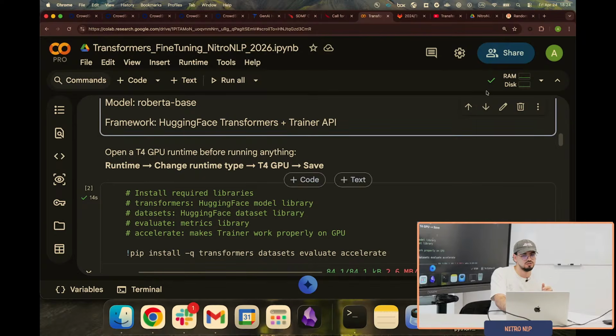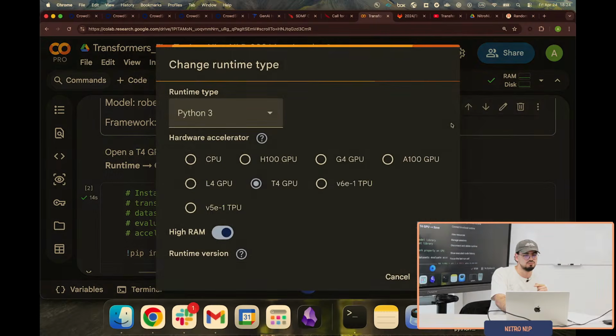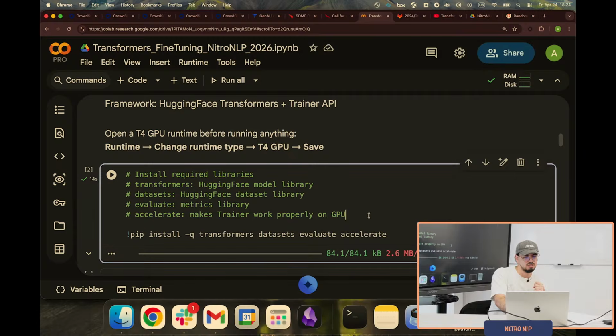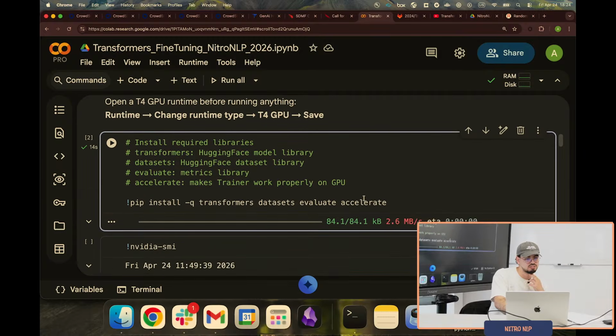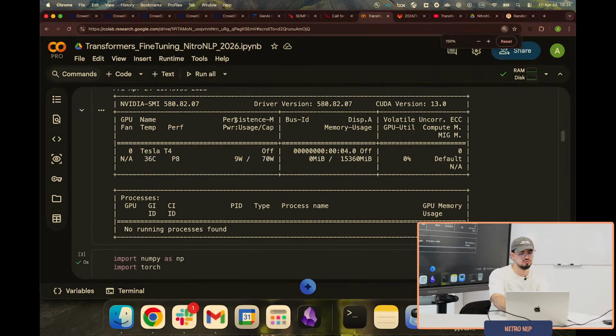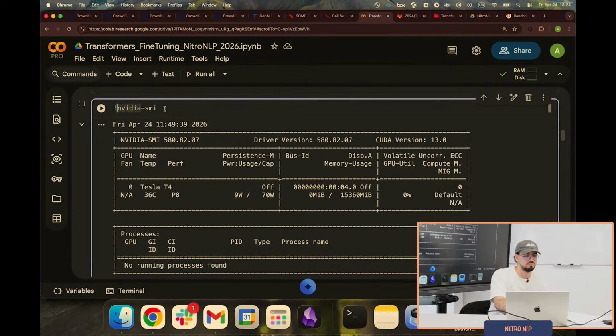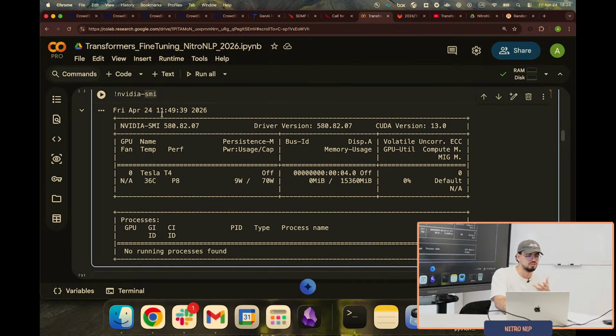Before you run any of the code, make sure you're on a GPU, not a CPU. You would go there, change runtime type, and choose a GPU. Otherwise, you're going to hate your life when running this. We would use the libraries transformers, datasets, evaluate, and accelerate. In order to check if you actually have access to a GPU, you can run !nvidia-smi to see the actual information about the GPU you're using.